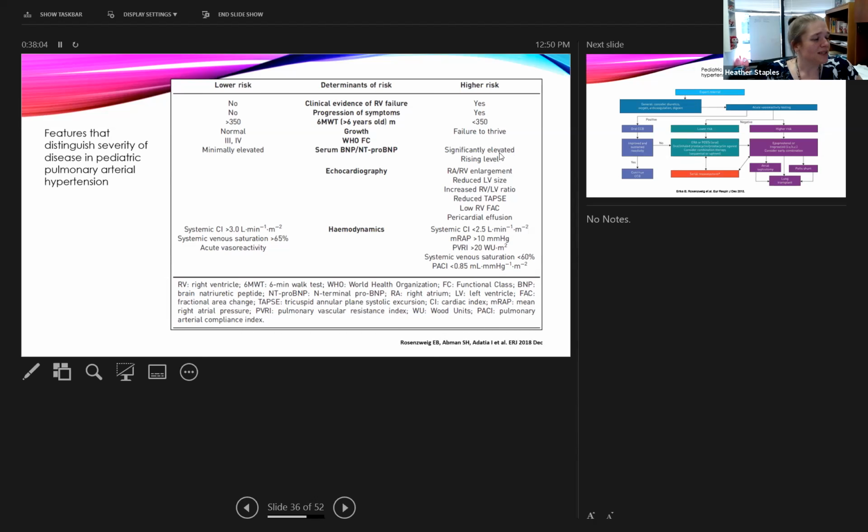Her BNP was 900, so it was significantly elevated. Her echocardiogram showed RV enlargement. And we don't have hemodynamics, so we didn't have a Cath. So she had a lot of features that put her on the higher risk side.